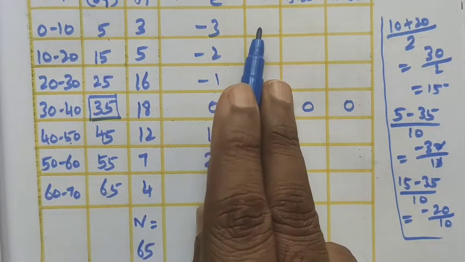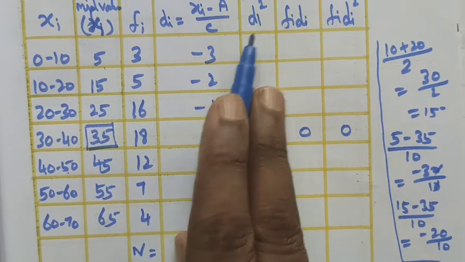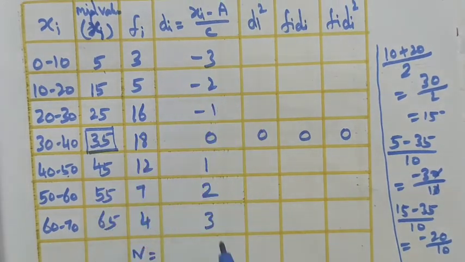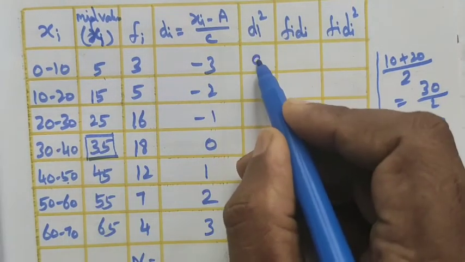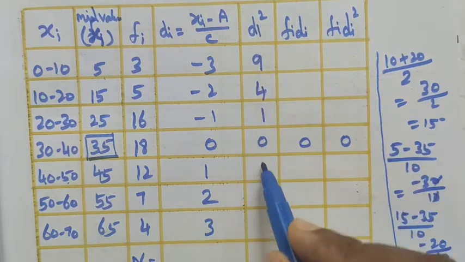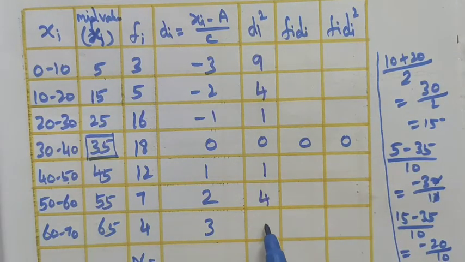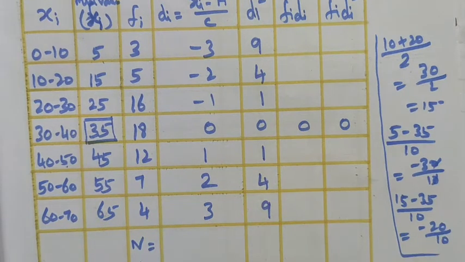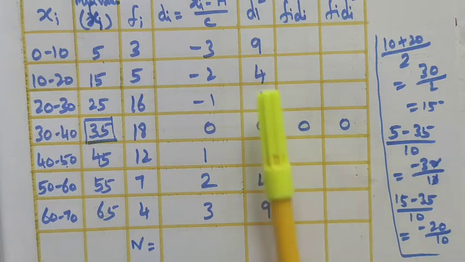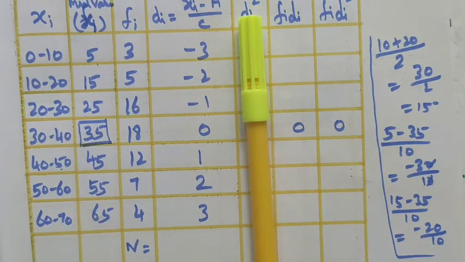Now we want to square the d, di square. D is this value; we square the value and we get di square as 9, 4, 1, 0, 1, 4 and then 9. Next we want to find out fi di. So for fi di, just hide this di square.